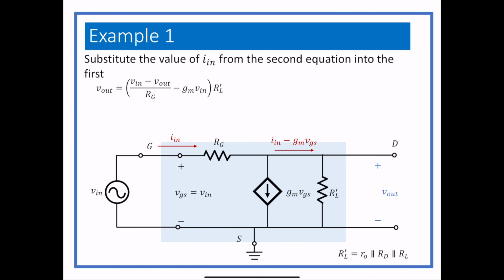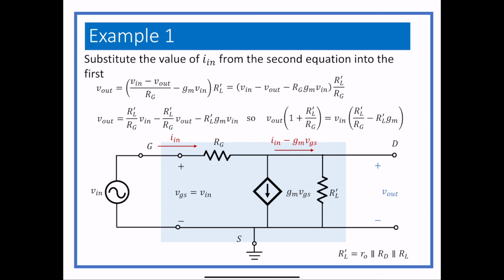And then we're going to take 1 over Rg out, which means we end up with this RL prime over Rg times this Vn minus V out. And eventually we're going to get V out and Vn on separate sides. That's what we need to do, basically. So V out is RL prime over Rg Vn, minus RL prime over Rg V out, minus RL prime gm Vn. And then we can finally split out V out and Vn.